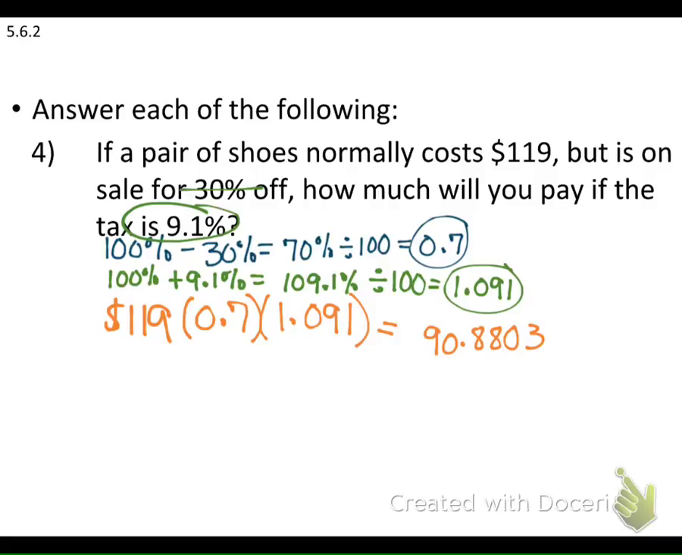Which number is in the hundredths spot? The second 8, right? Look to the right. Is that number 5 or greater? No. So the price of the shoes is going to be $90.88.